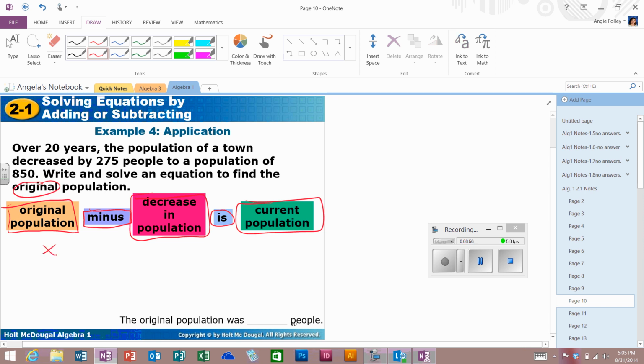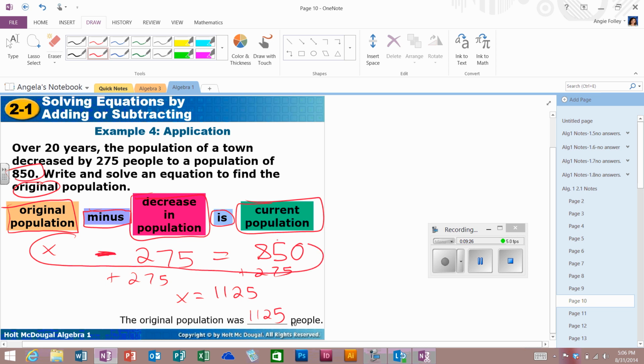So I'm going to use a variable. You can use x, you can use something else. The minus tells us we need a minus sign. The decrease in population we know is 275, equals the current population, which we are told is 850. So now to solve this equation, I'm going to add 275 to both sides, and x is equal to 1,125 people. Okay, so this is our equation. This is our answer. Okay?